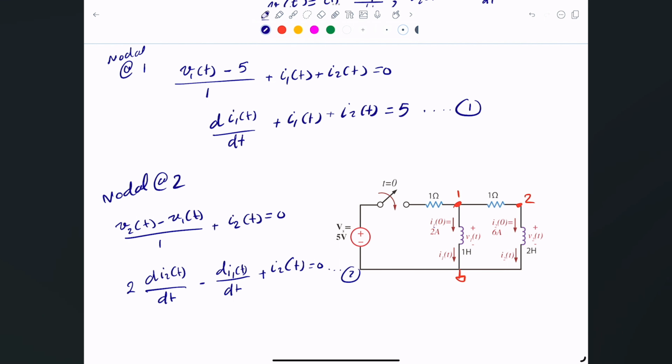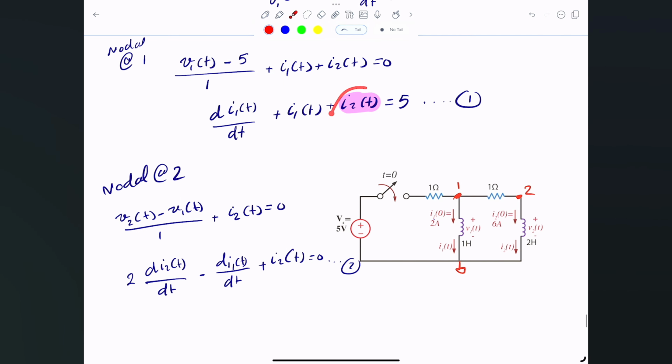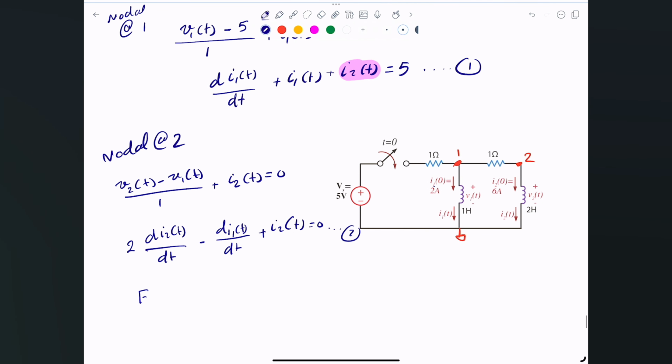If you pay a little more attention, you'll realize that equation 1 contains I2 alone, and the rest of the terms are in terms of I1. So if I rearrange the terms a little bit, I will figure out what I2 is in terms of I1. From 1, I2 of t is simply 5 minus I1 of t minus dI1 of t divided by dt. So now I wrote I2 in terms of I1.